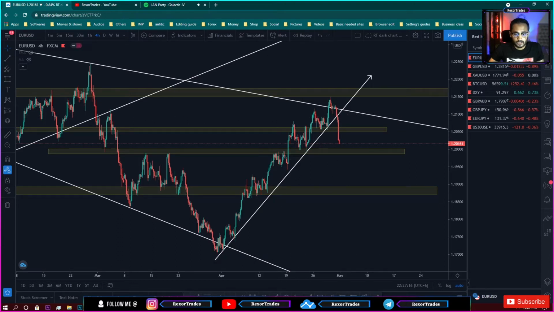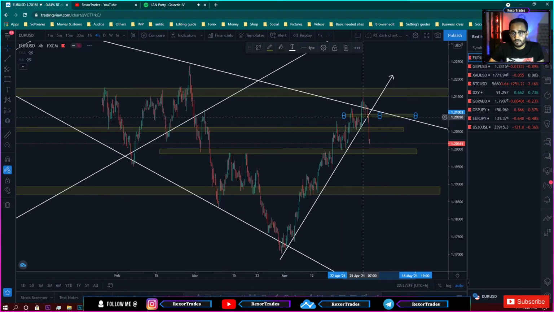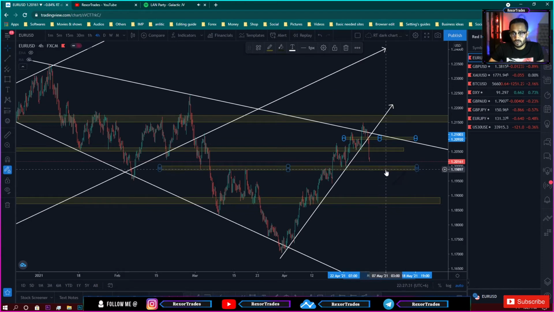Let me draw the zone for you guys. So it's in the 4-hour time frame. So Euro US dollar might make some pullback towards this zone or even this zone over here, and after that, it might even make a pullback over here, and after that it might go down with more bearish momentum, probably breaking out of this zone over here.